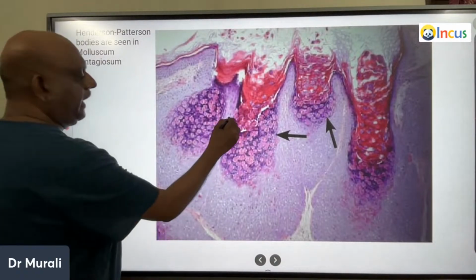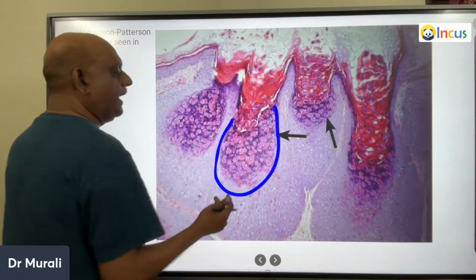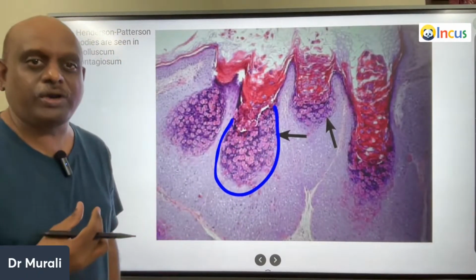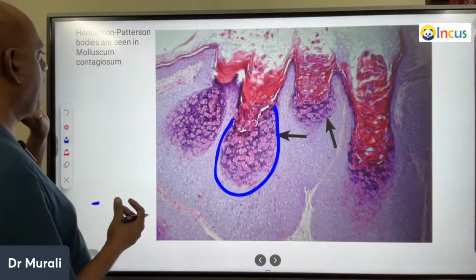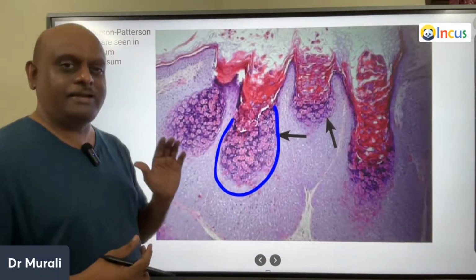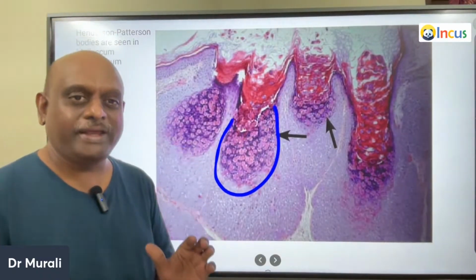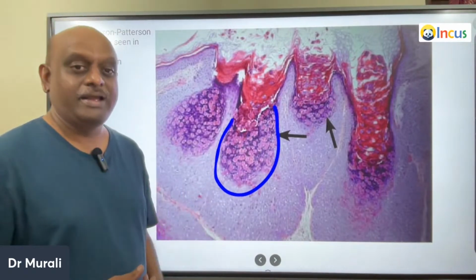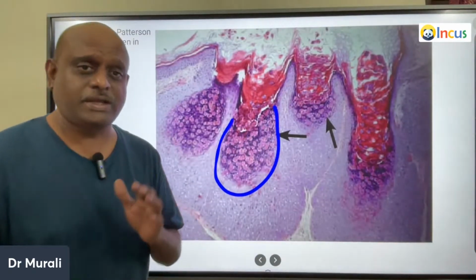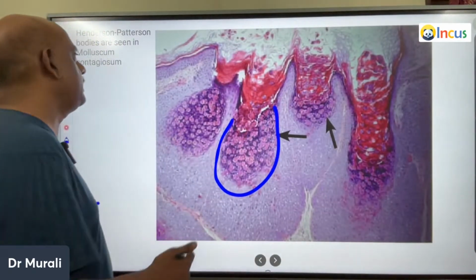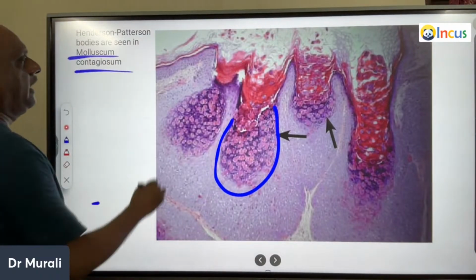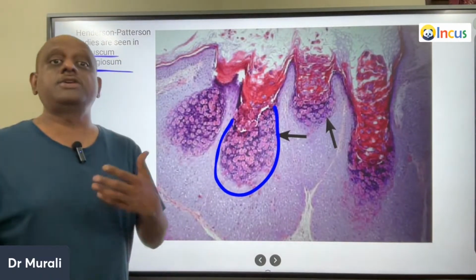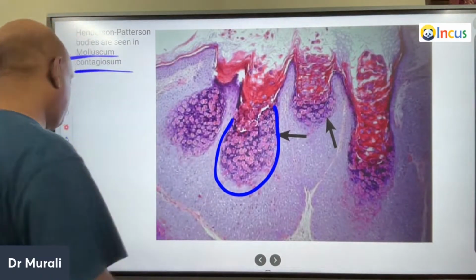Now, you are able to see these grape-like inclusion bodies, which are called the Henderson-Patterson bodies, is what you should remember. Henderson-Patterson bodies. Where do you see them, doctor? We see them in the case of molluscum contagiosum, is what you should remember.